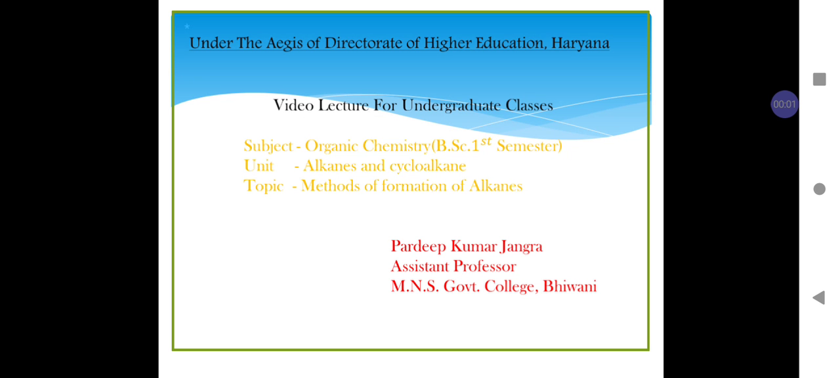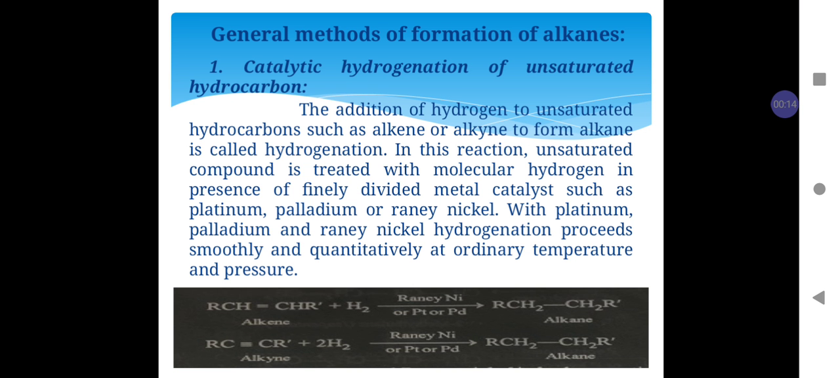In this lecture of organic chemistry for B.Sc. first semester classes, we will study about methods of formation of alkanes. First method is catalytic hydrogenation of unsaturated hydrocarbon. The addition of hydrogen to unsaturated hydrocarbon like alkene or alkyne to form alkane is called hydrogenation.